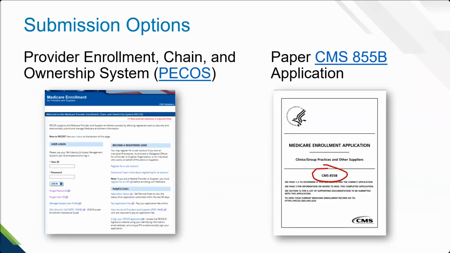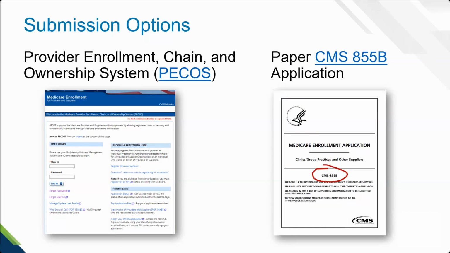For submitting of the enrollment application for the ambulance service provider, again, you've paid the fee, now it's time to submit that application. And your submission options are twofold. You can either submit electronically through PACOS, which I highly recommend because, again, that processing time is much quicker than the paper CMS 855B, but you do also have that option. And I've provided a link to both here.